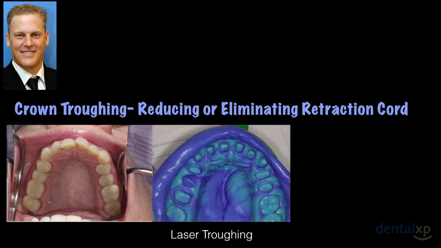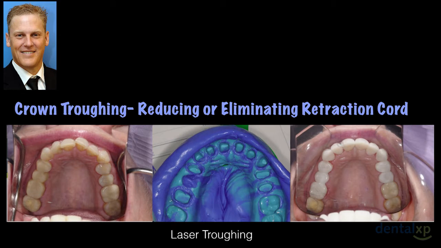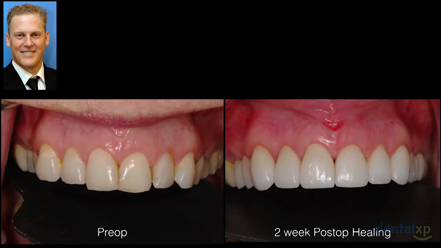You can take your impression either digitally or, in this particular case, traditionally, and the final restorations are placed where we had a frenectomy, some soft tissue recontouring, and osseous recontouring on the lateral incisors as well.